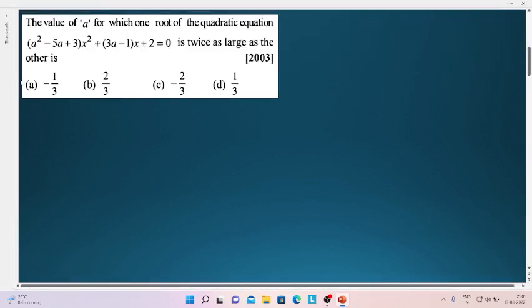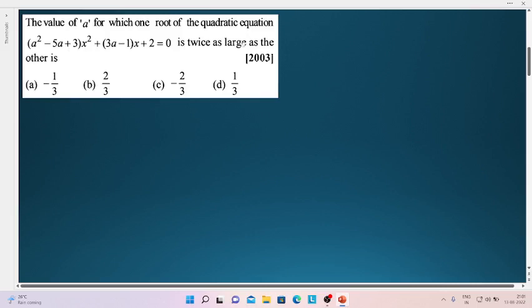Can you please try to answer what the process is by which you can solve this question. The question given to you is: the value of a for which one root of the quadratic equation (a square minus 5a plus 3) times x square plus (3a minus 1) times x plus 2 equals 0 is twice as large as the other.